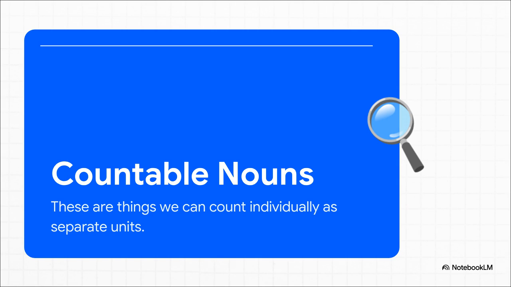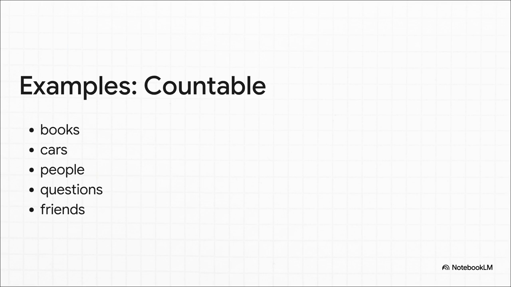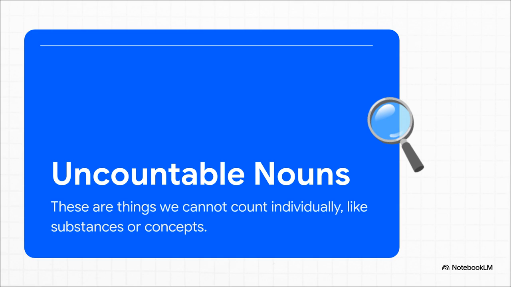1, 2, 3. For example, books, cars, friends. You can easily put a number in front of them, right? 3 books, 10 cars, 5 friends. If you can do that, you're looking at a countable noun. And then, on the flip side, we have uncountable nouns. These are things you can't just separate and count. Think of them more like a big blob, a substance, a quality, or just an abstract idea. You wouldn't say 1 sand or 2 happinesses.